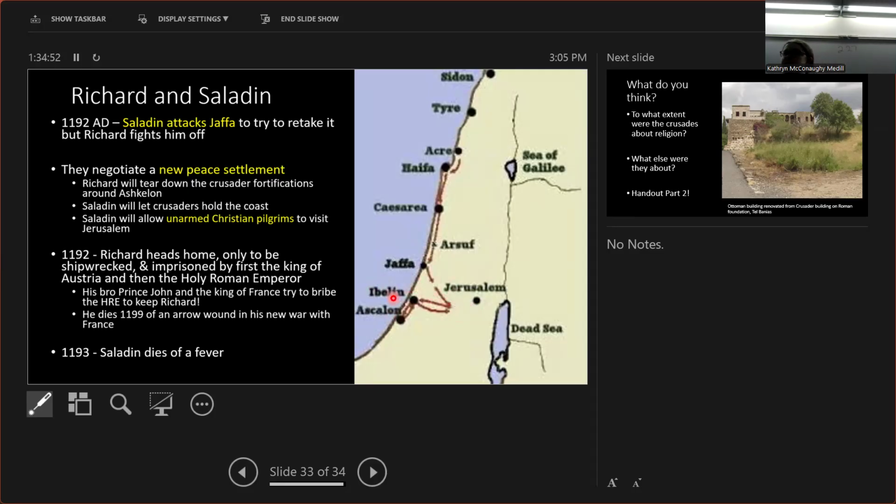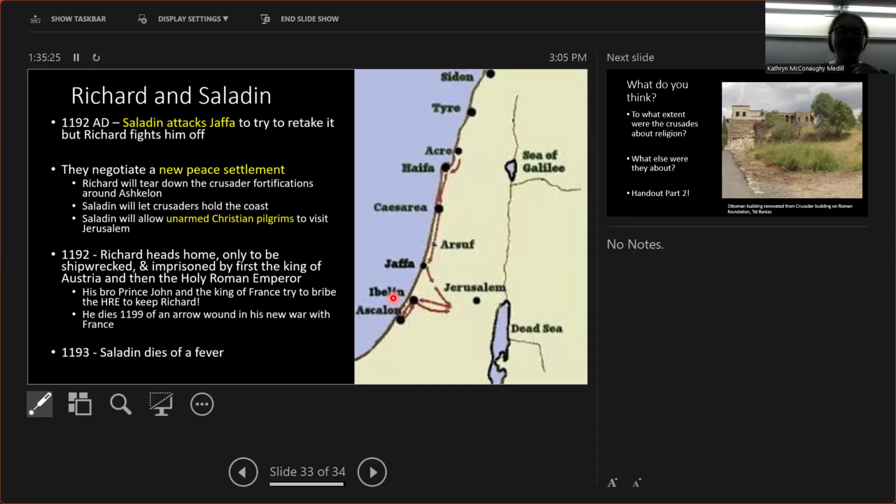Richard is pretty happy with this agreement. In 1192, he heads home for basically the first time in his entire reign, only he actually gets shipwrecked, and then he gets stuck in a basement by first the King of Austria and then the Holy Roman Emperor. And he's writing to his brother, Prince John, being like, you have to ransom me and get me out. But his brother, Prince John, and the King of France instead get money together and try to bribe the Holy Roman Emperor not to let him go.